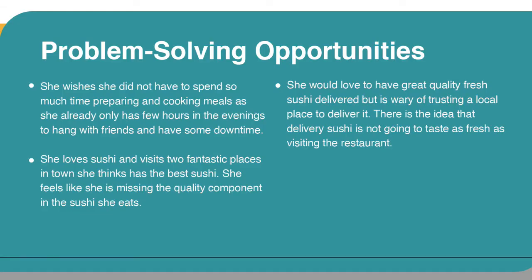So she wishes she did not have to spend so much time preparing and cooking meals, as she already has just a few hours of the evenings to hang out with friends, and she doesn't have a lot of downtime. So we're going to be solving that issue by providing a delivery service. She loves sushi and visits two fantastic places in town she thinks have the best sushi. She feels like she is missing the quality component of the sushi she eats. So she's eating at these places that have really Americanized sushi. And our place has that unique idea of just really focusing on high quality fresh fish and not putting a bunch of junk on it and all these other ingredients, just really focusing on high quality sushi. So that would definitely solve one of her problems.